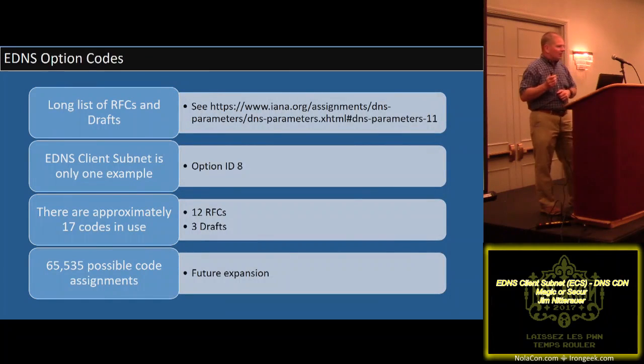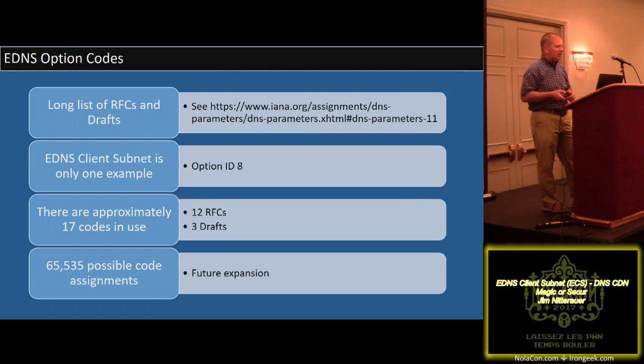So these EDNS option codes are defined within this EDNS0 specification. There's a long list of RFCs, and the next slide shows you some of the ones that are in place currently with IANA. The EDNS option code for Client Subnet is 8. Now, there are about 12 RFCs in play and about 3 to 4 drafts in the works. And there are some other uses of these option codes that aren't even documented.